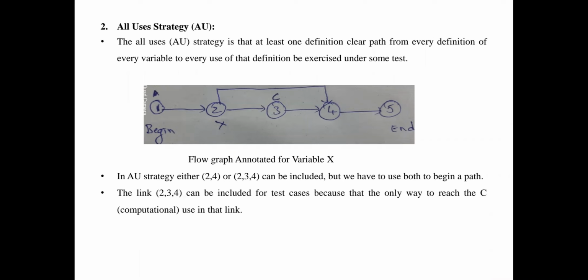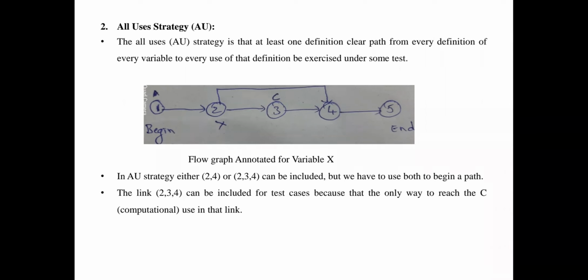So for 2 to 4, we do not have any computation. It goes directly from 2 to 4. It does not touch node 3. That means x is defined, but the path does not contain any computational node. That's why 2, 4 does not satisfy this strategy. But 2, 3, 4 is included in the test case because x is defined in 2, and it goes to 3. In node 3, it has a computational use.